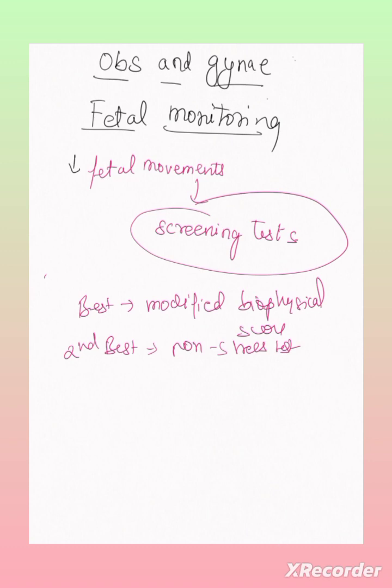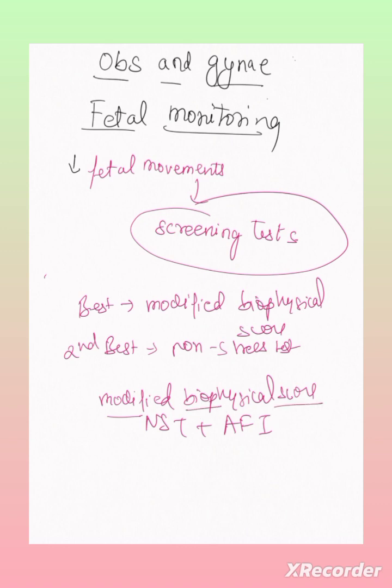Why? Because in a modified biophysical score, you look at the NST plus you measure the amniotic fluid index also, right? So a modified biophysical score has both. It has NST plus amniotic fluid index. Okay, so modified biophysical score is always a better answer. If the option is not given as modified biophysical score, then you can go for non-stress test.